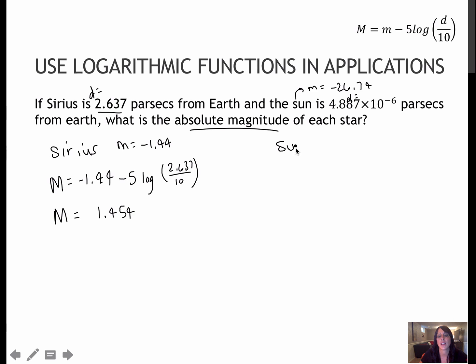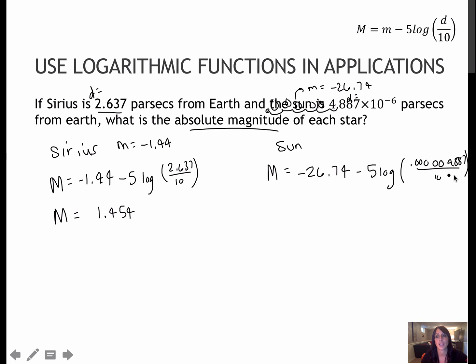Now to find it for the Sun, I'm going to repeat that process. The apparent magnitude is negative 26.74. Everything else stays the same, but the distance is 4.887 times 10 to the negative 6 parsecs. Remember, that is a scientific value, so it's like 1, 2, 3, 4, 5, 6 places to the left. So that gives you an idea of that very, very small number. So 0.000004887 divided by 10. So basically one more zero added to the front of that.